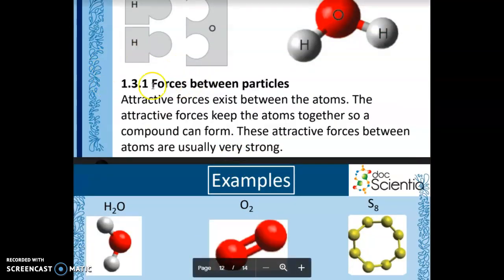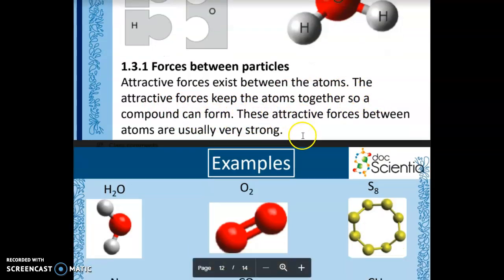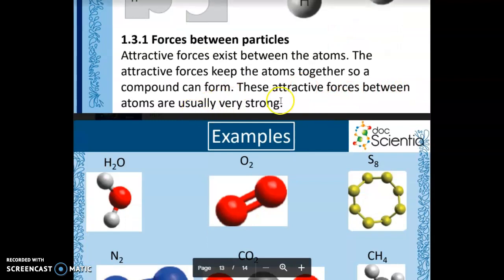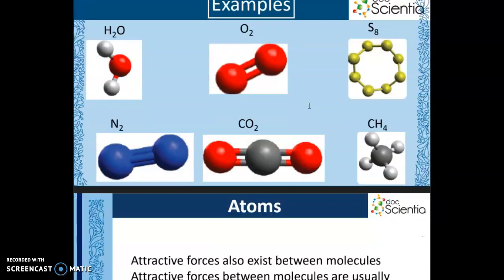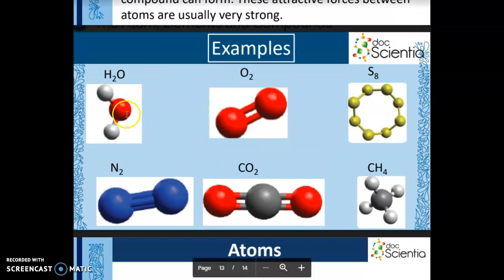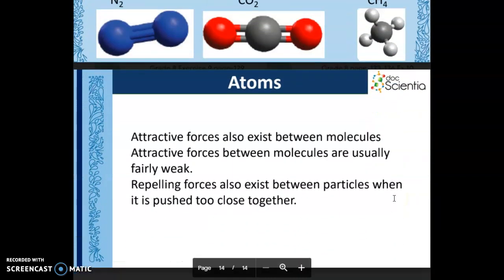particle. Forces between particles. Attractive forces exist between the atoms, and the attractive forces keep the atoms together so a compound can form. These attractive forces between atoms are usually very strong. Examples. Here we have water, H2O, oxygen, nitrogen, CO2, carbon dioxide.